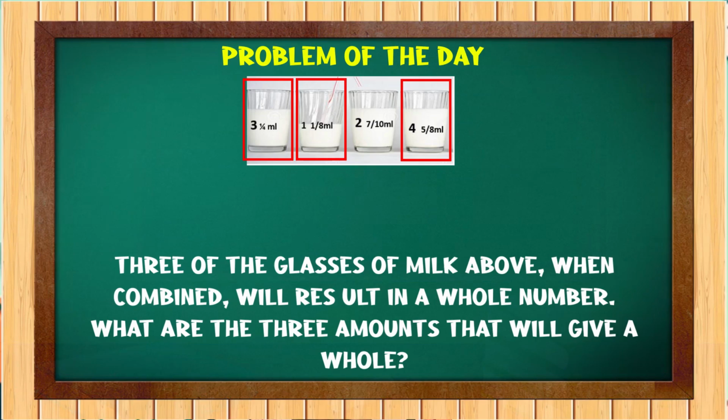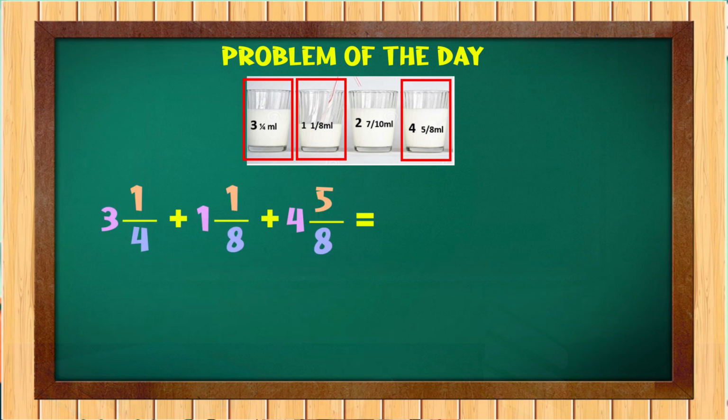You should be finished by now. Did you choose the glass with 3¼ milliliters and 1⅛ milliliters and 4⅝ milliliters? If you did, you are absolutely correct. Let us prove our answer. 3¼ plus 1⅛ plus 4⅝.